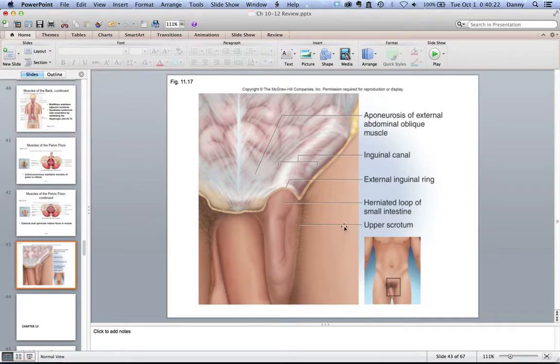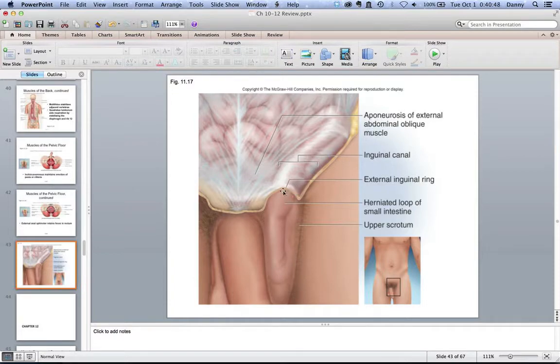So inguinal hernias, this can happen in males and females. It's just a little bit more common in males. So the small intestine here is actually passing through the external inguinal ring and going into the scrotum here. And remember that the food is still passing through here, so digestion is still occurring in this hernia.